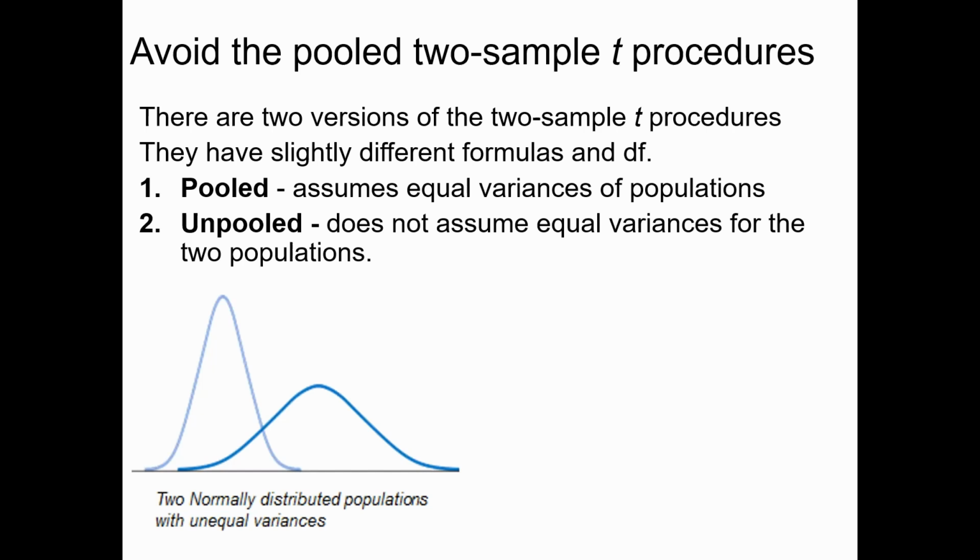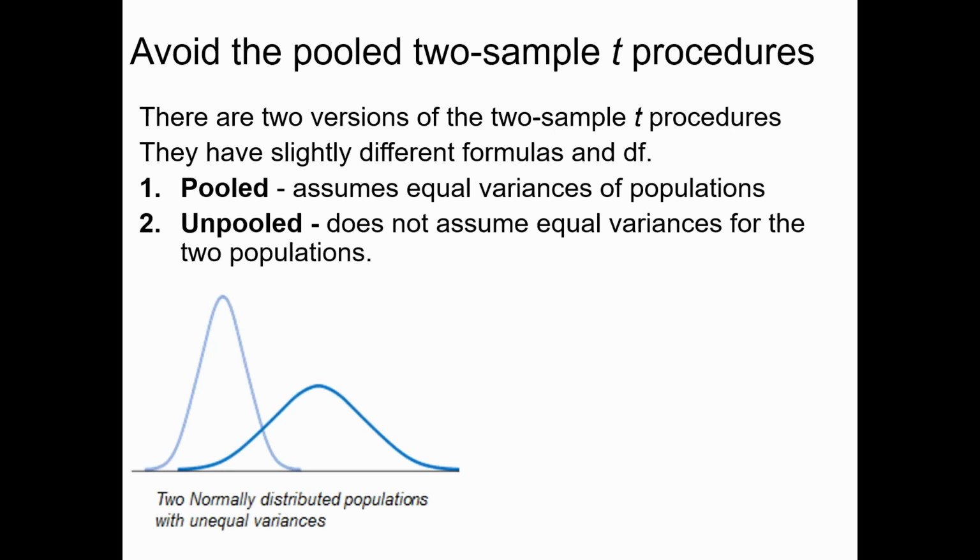Avoid the pooled two-sample t procedures. What? But I like swimming pools. Yes, but not this one. So there are two versions of the two-sample t procedures, and they have very slightly different formulas and degrees of freedom. This is getting you down into the weeds more than maybe you even need to know, but I just want to give you a heads up at this stage, and later on, if it comes up, you'll be like, oh yeah, I kind of remember hearing about that, right?